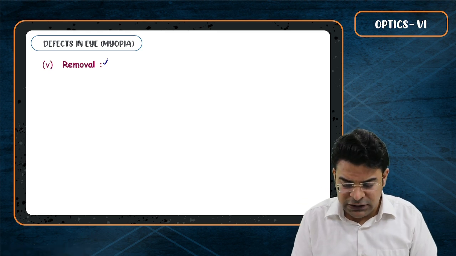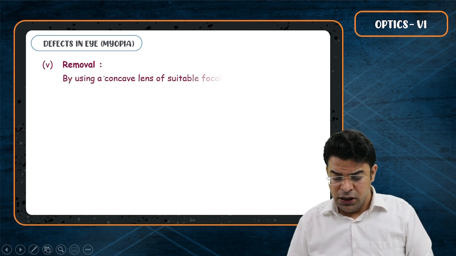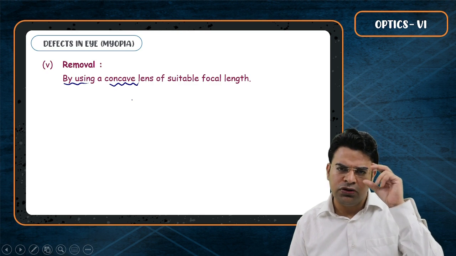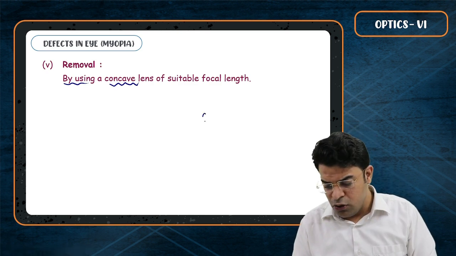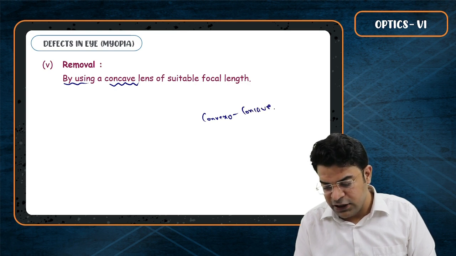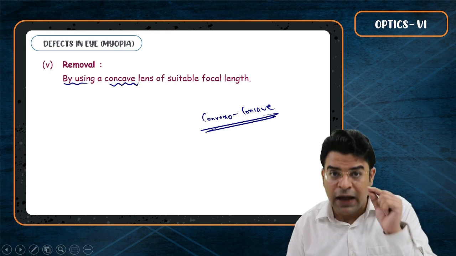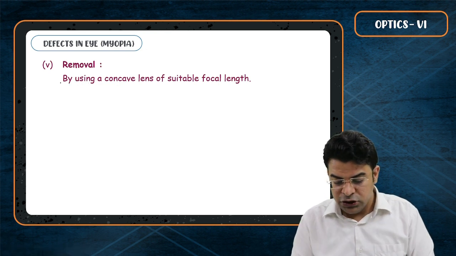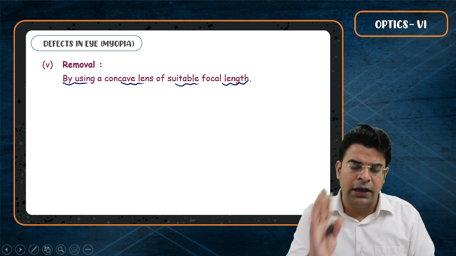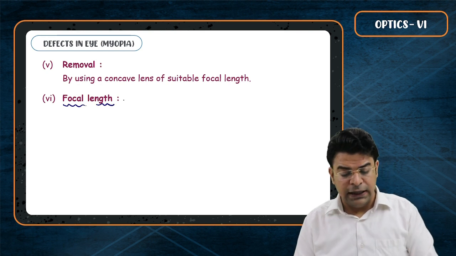Now most of us wear lenses. So which type of lens has to be worn? By using concave lenses, the type of lenses most of us wear are convexo-concave lenses. They have got a negative value of f and hence a negative power. So by using a concave lens of suitable focal length, myopia can be removed. But how do we do it? How much has to be the focal length of this lens?